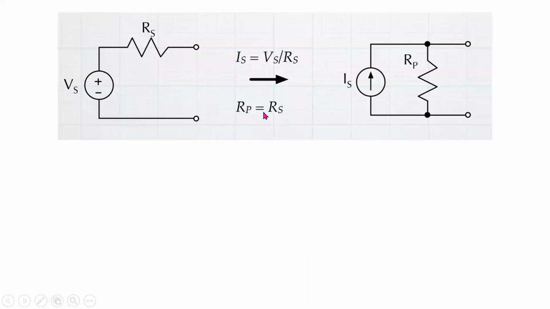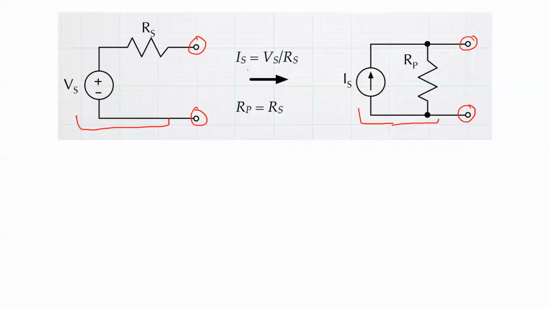We see here a voltage source in series with the resistance. A voltage source in series with the resistance can be transformed into a current source in parallel with the resistance. What is the procedure? Between these two nodes, these two nodes should remain as they are. A voltage source in series with the resistance is converted into a current source in parallel with the resistance.